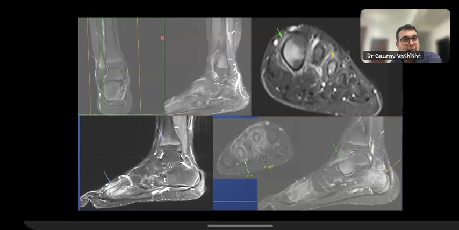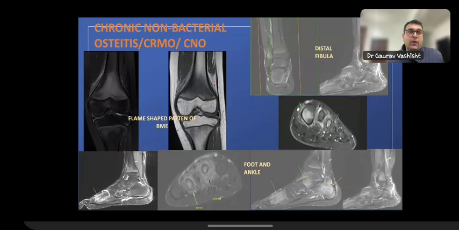So now people are saying CNO, CRMO. Good. So this is a case of chronic non-bacterial osteitis, called CRMO or CNO in abbreviation, where we see a flame-shaped pattern of bone marrow edema, and along with that, there is multiple bone involvement. I would like to discuss the role of whole body MRI.